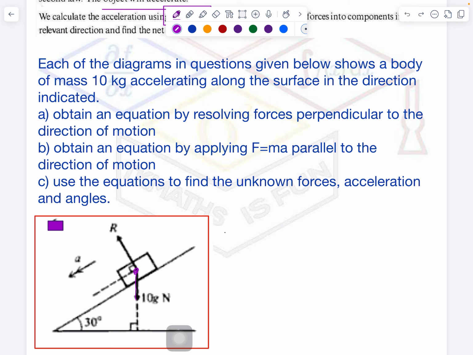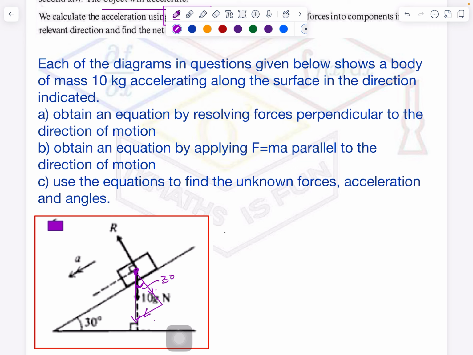Okay, so this 10 kg, which will be 100 Newton, if I resolve it, it will come from here and then from here, right? So this will be your what? This angle will be 30 degrees.